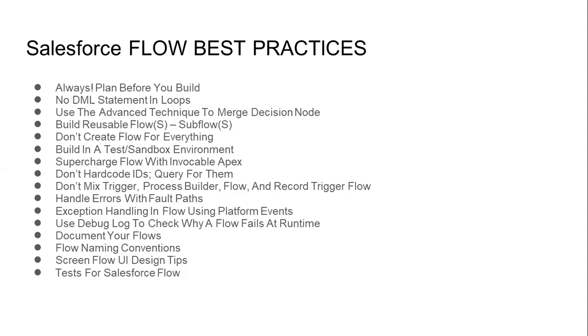Next is don't create a flow for everything. Sometimes there are other options apart from creating a flow. Suppose you want to default a value, you have that option in your field itself or in the record type configuration itself. You don't have to create a before flow for doing that and overkill it.